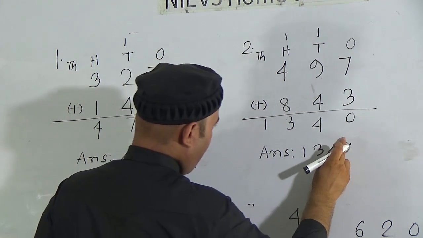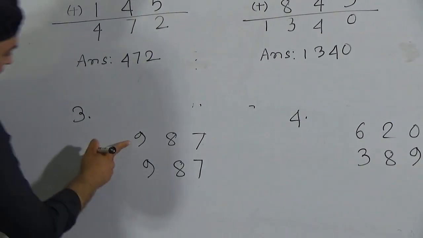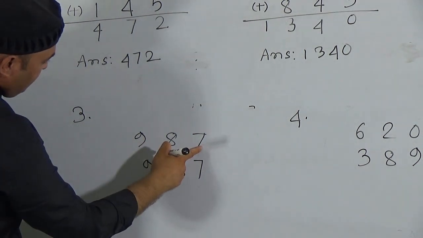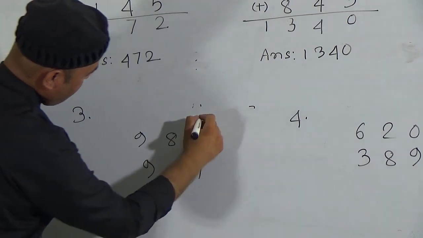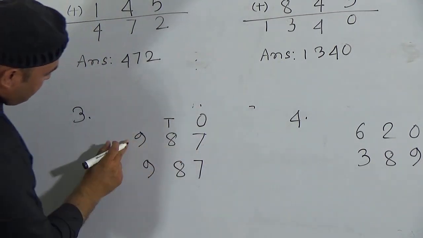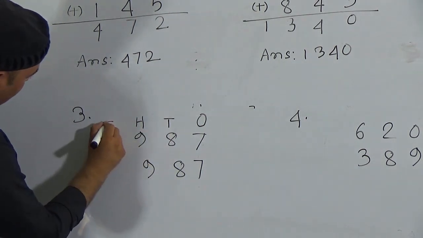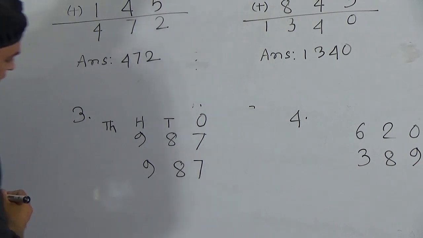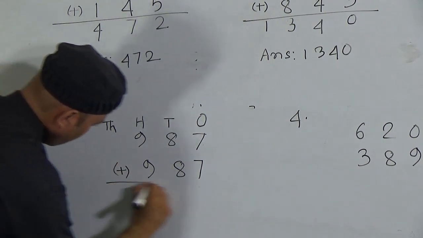My dear students, hope you understood this one. Now question number 3. Here is 987 in top and in bottom 987. Here this 7 is 1's place digit, 8 and 8 is 10's place digit, 9 and 9 is 100 place digit, and here it will be 1000 place. Now for adding, we have to use the addition sign and draw a line.